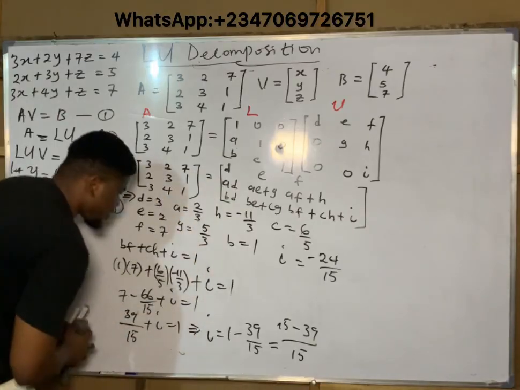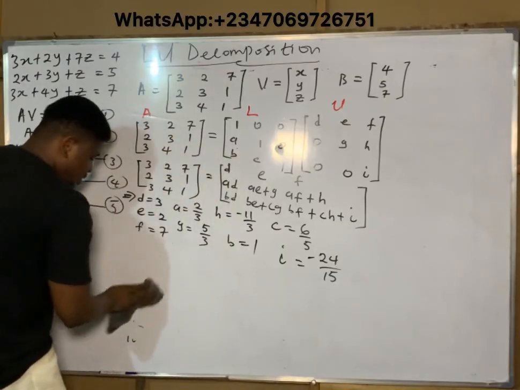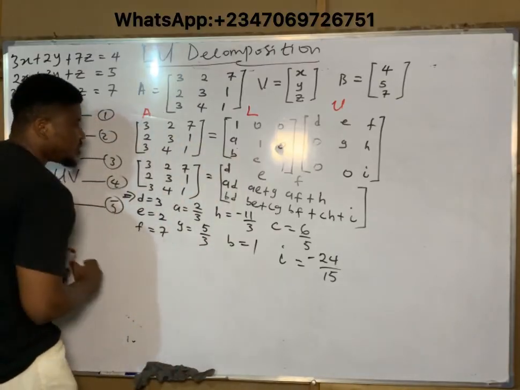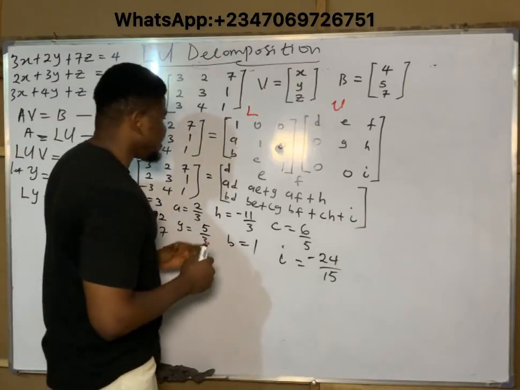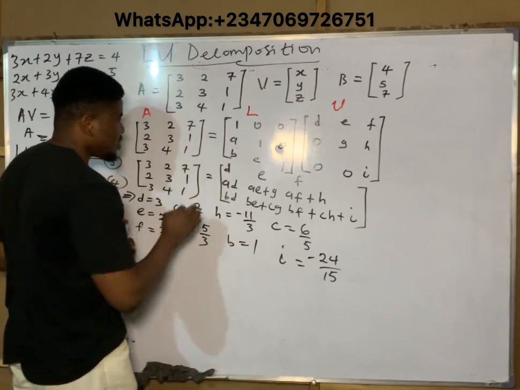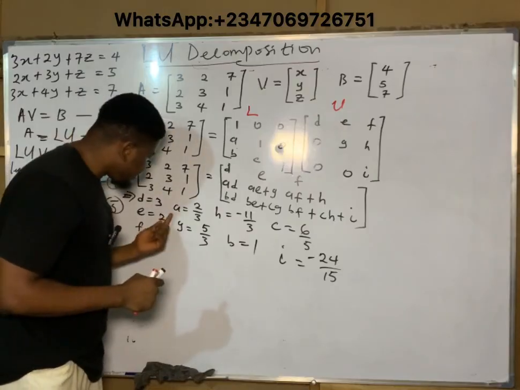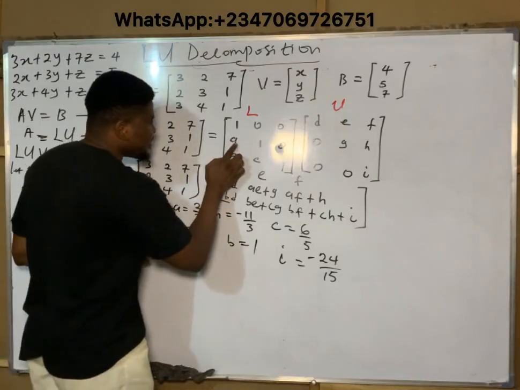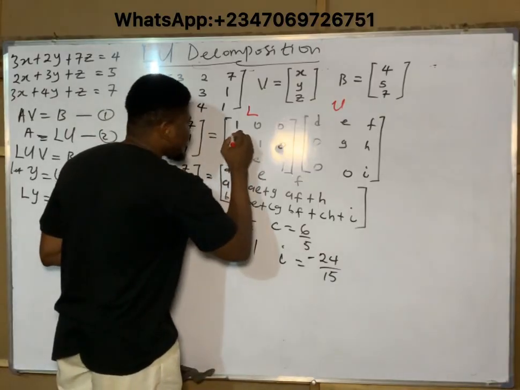Okay, so we can take all of this off. So we've been able to find all the unknowns in the lower and in the upper matrix. Let's now represent them in the lower and upper matrix. So in the lower matrix, I have the value of A. A gave me 2 over 3. So in place of this, I'm going to put in A. A is simply 2 over 3.